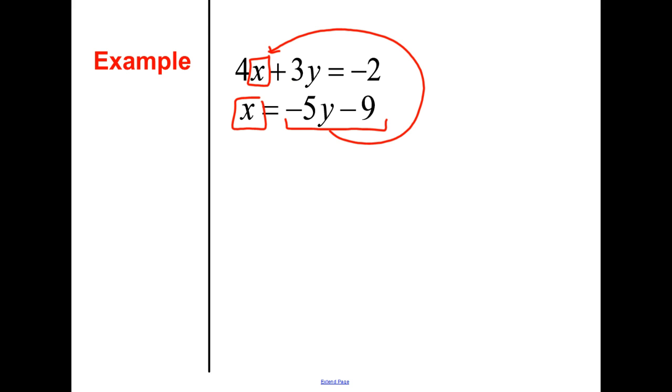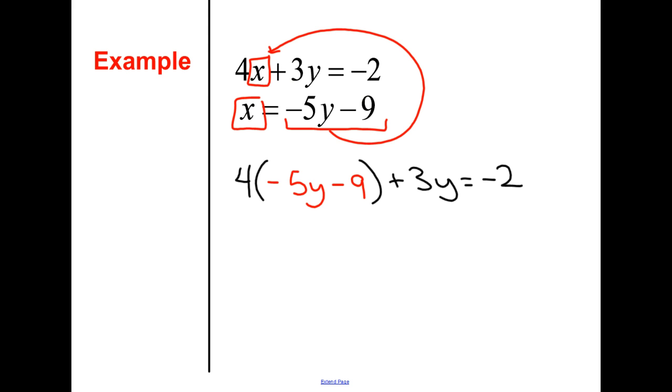I'll show you what I mean. When I'm substituting, I'm going to take that 4x and plug in this whole piece, x equals negative 5y minus 9. I'm going to plug that whole piece in for x, plus 3y equals negative 2. And the reason we do that is you can look at this equation I have now written: I only have one variable, and I can solve from there.